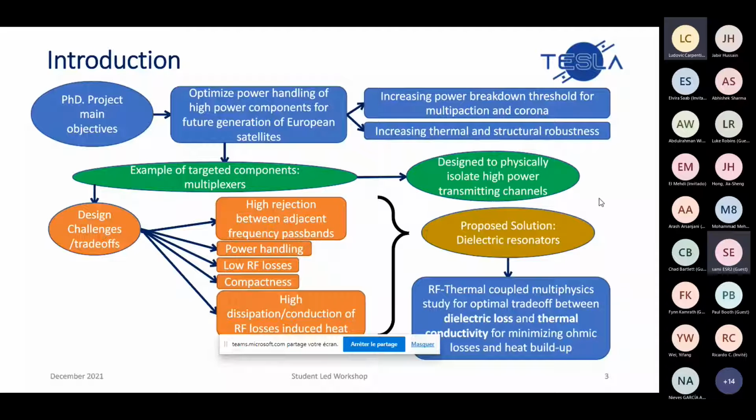In this topic, we'll be doing RF thermal coupled multiphysics analysis on this type of device in order to find the optimal trade-off between the dielectric loss and the thermal conductivity of the dielectrics, in order to minimize the ohmic losses and the heat buildup inside the structure.